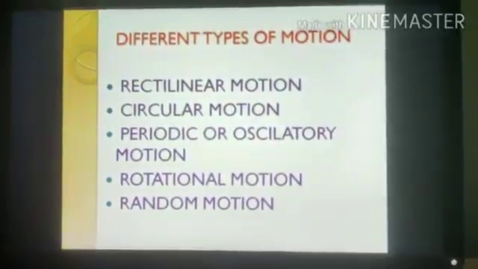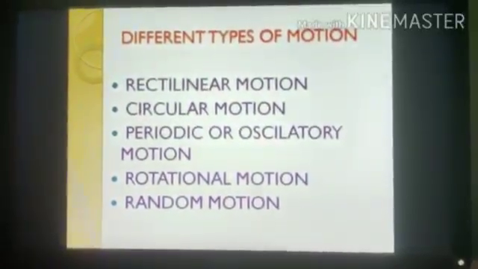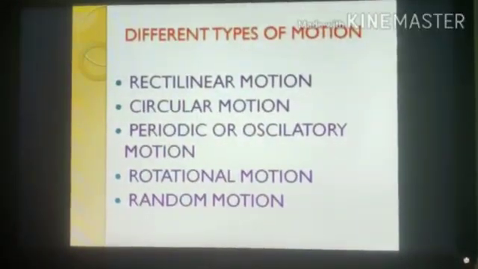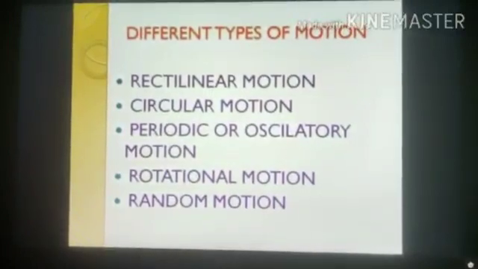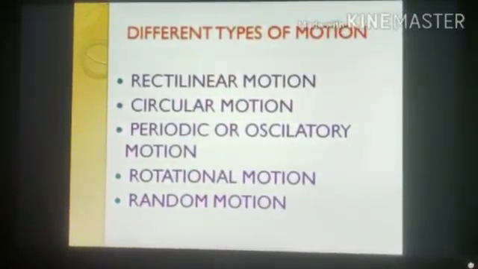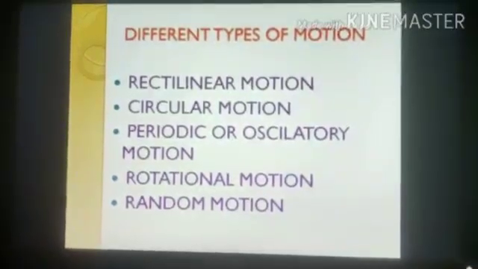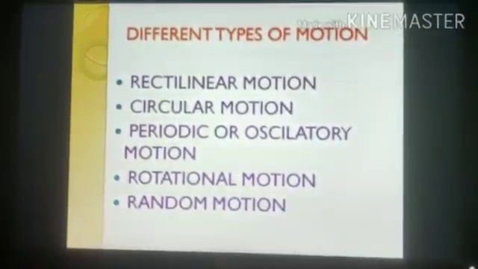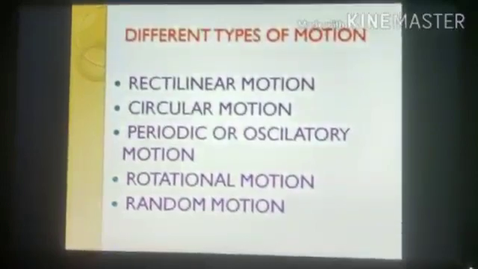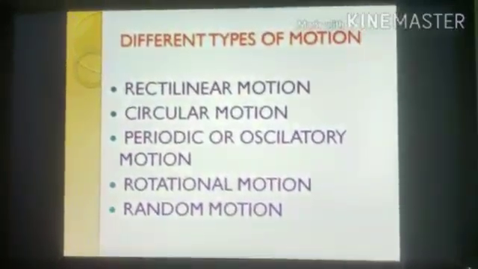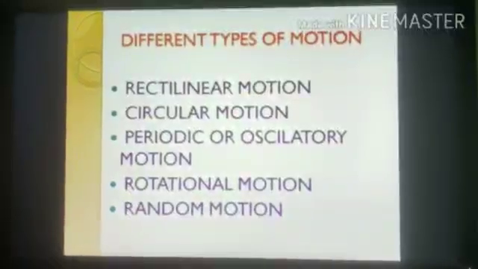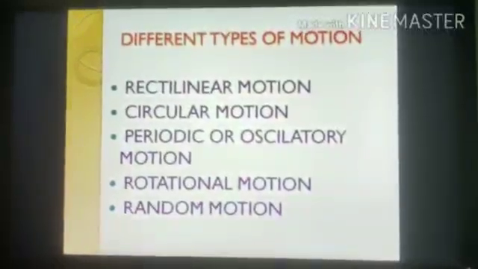Random motion. Random motion is the unpredictable motion. We cannot judge which direction the next moment will be. For example, a hockey player is playing in a stadium. A honeybee moving from one flower to the another flower. I hope you have understood this concept of different type of motion.